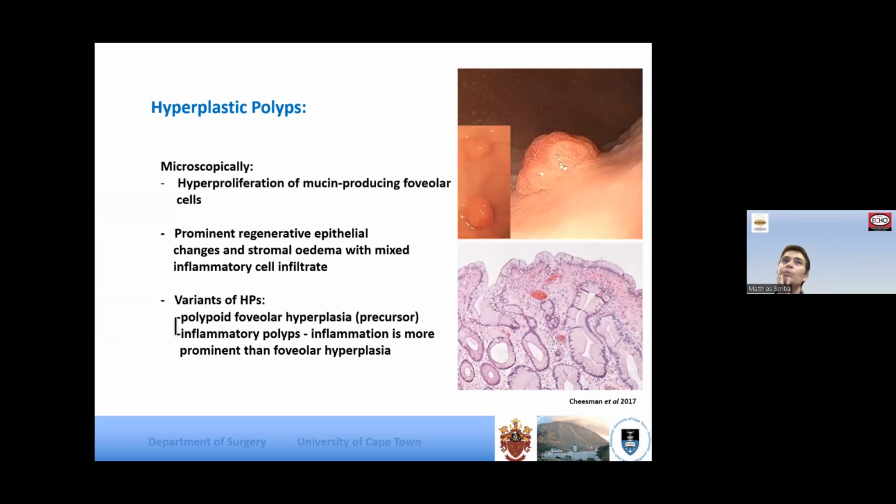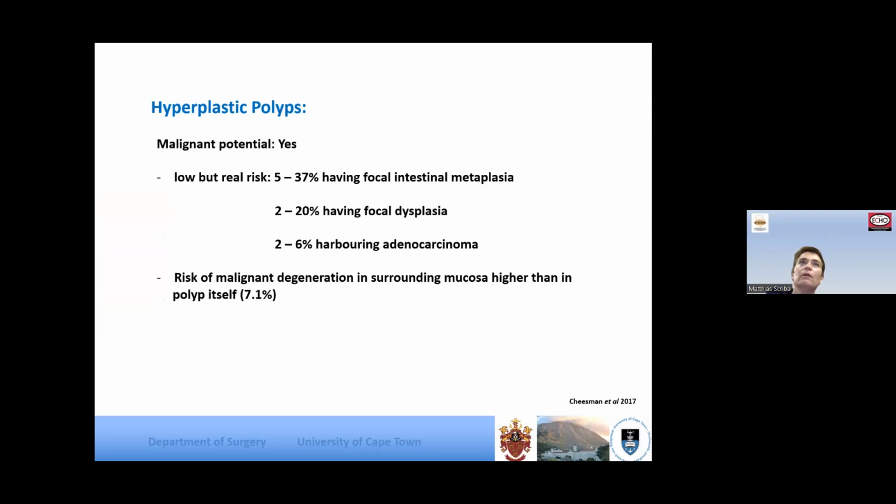Microscopically, hyperplastic polyps are a little bit more irregular when compared to the fundic gland polyps. There's more inflammation, a little bit more regeneration, and obviously for those high turnover situations, there is now a definite real malignant potential. Yes, it's low, but it's definitely there. Size is the big thing.